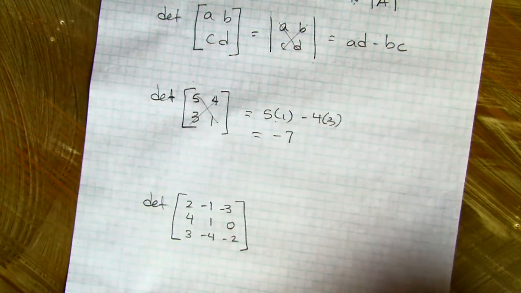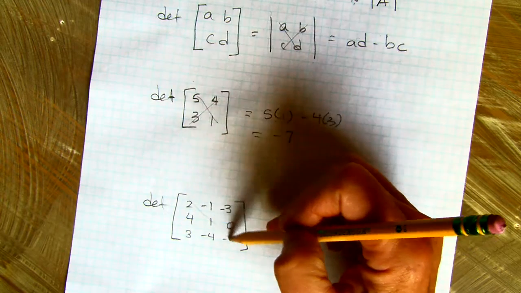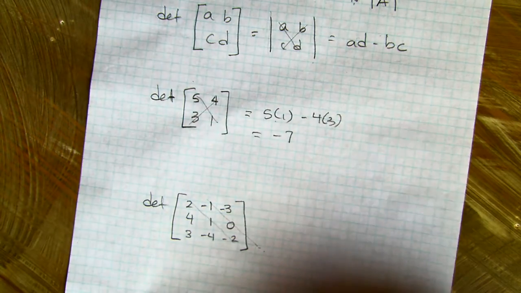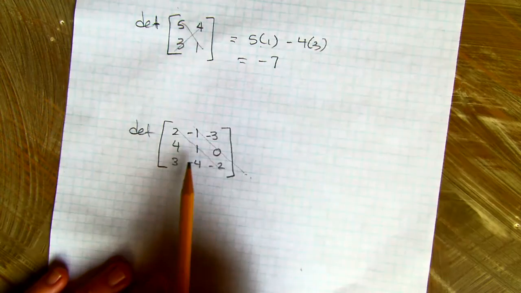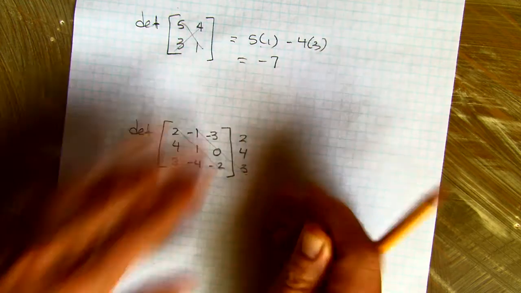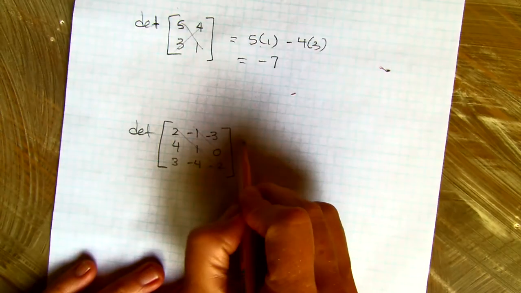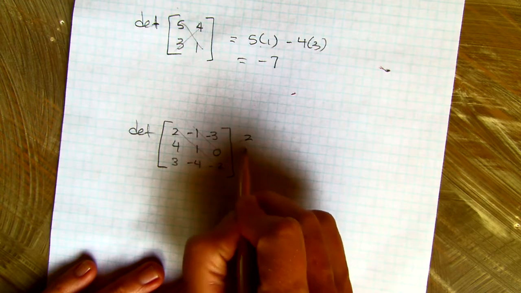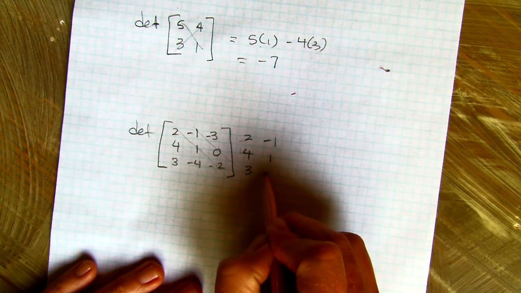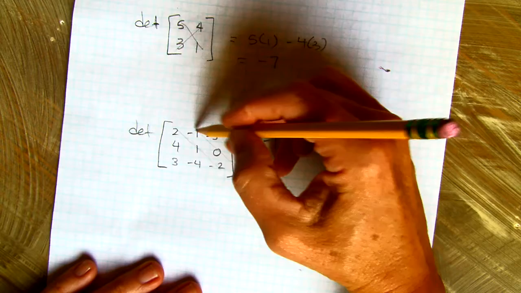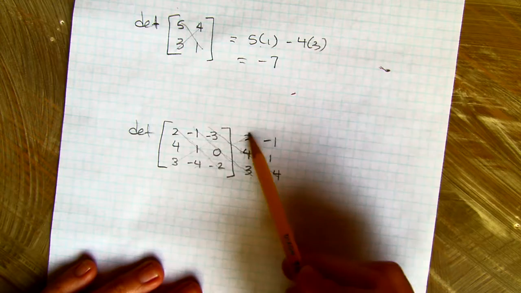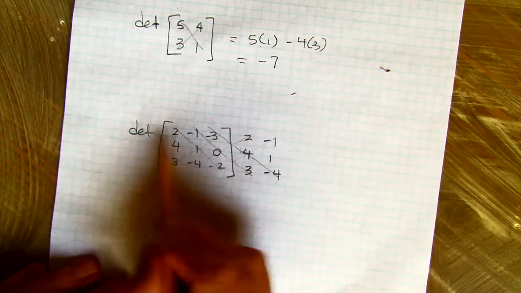Now if we have a 3 by 3 matrix, things get a little more complicated because I got to go like this, and then I got to go like this. So in order for there to be something there, I've got to repeat these columns. So I need to write 2, 4, 3, and then I've got to write that column again: 1, negative 1, 1, negative 4. So now I do this, plus this, plus this, and then I'm going to subtract this, plus this, plus this. So it looks like this.